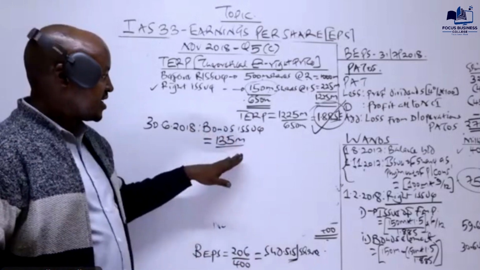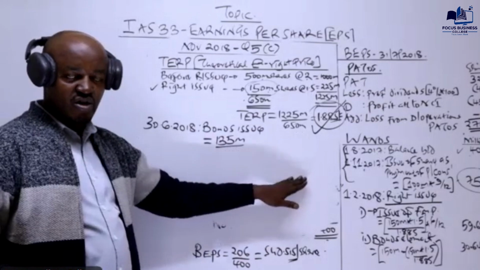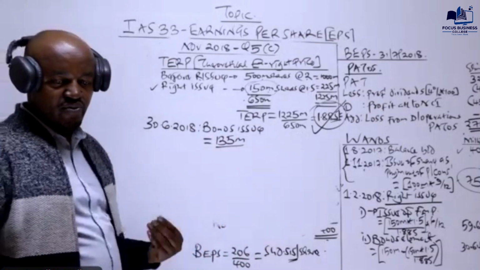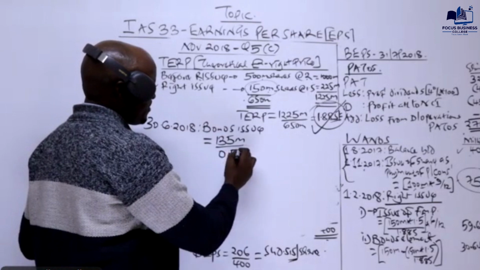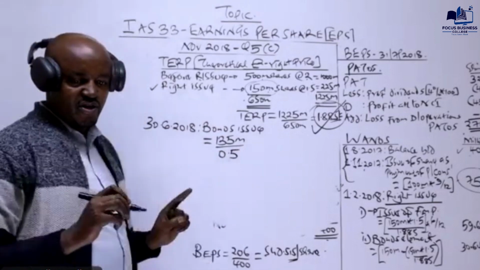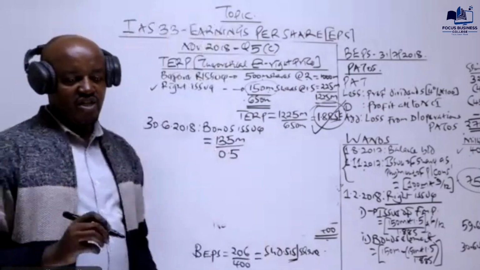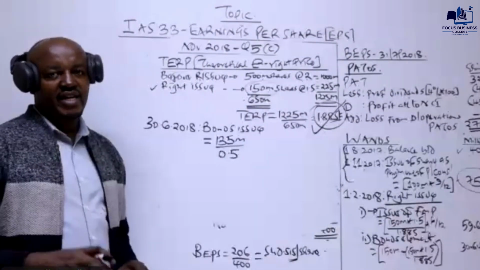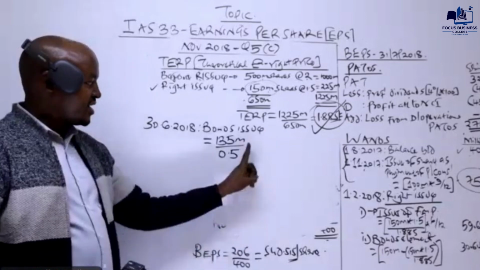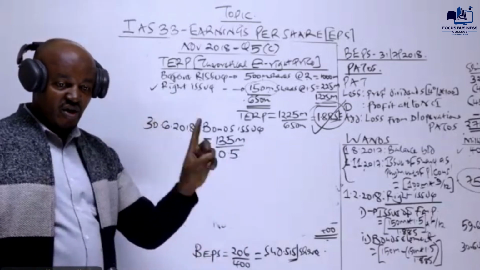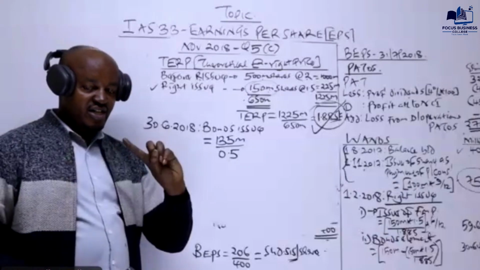Remember, we are interested in the shares which were issued during the bonus issue. How many shares were issued? For us to know the shares which were issued, we have to divide this by the par value. I hope you remember the par value per share is 0.5. This will give us the number of shares issued during the bonus issue. I've taken 135, which is the value, in shillings. That's why I'm saying these are not the shares. I hope you can see the word shillings.